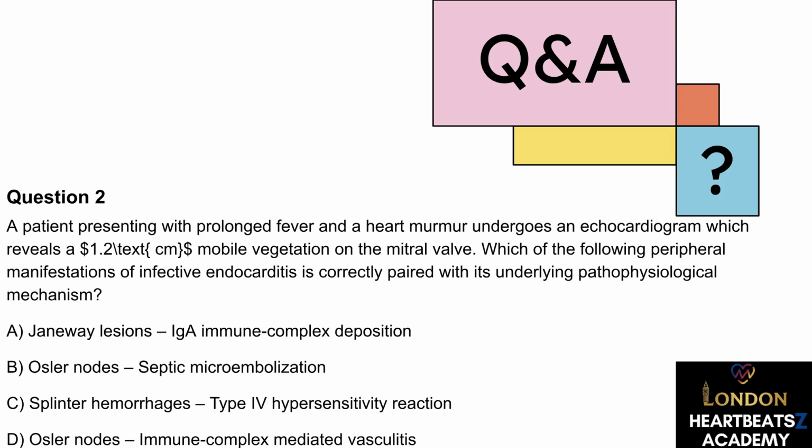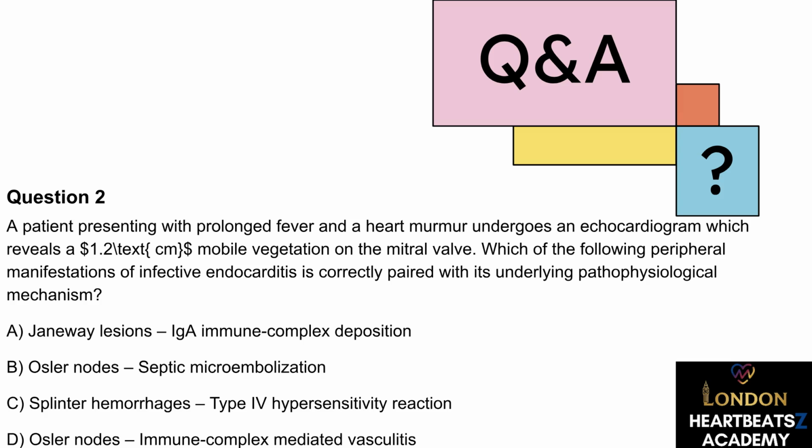A. Janeway lesions, IgA immune complex deposition. B. Osler nodes, septic microembolization. C. Splinter hemorrhages, type 4 hypersensitivity reaction. D. Osler nodes, immune complex mediated vasculitis. Answer: D. Osler nodes, immune complex mediated vasculitis.